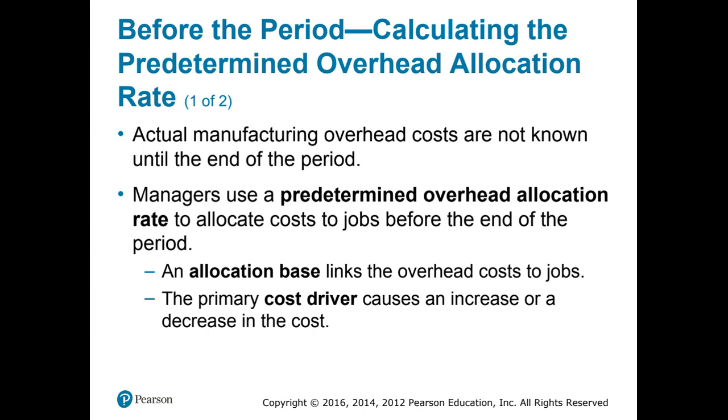They want us to compute the predetermined overhead allocation rate. So we're going to plug those numbers into this formula. The $68,000 divided by the $170,000 equals 0.4, and we're going to convert that into a percentage. So that's 40% of our direct labor cost. Our predetermined overhead allocation rate is 40% of our direct labor cost.